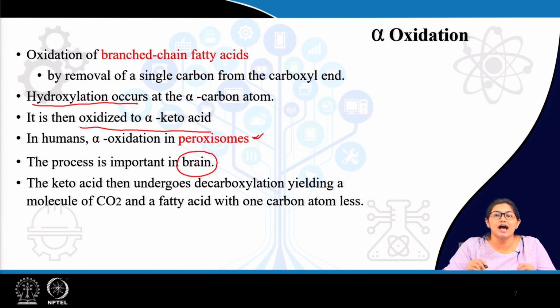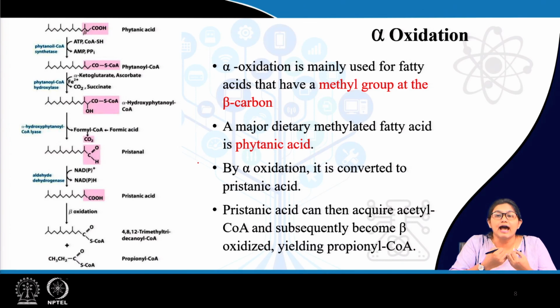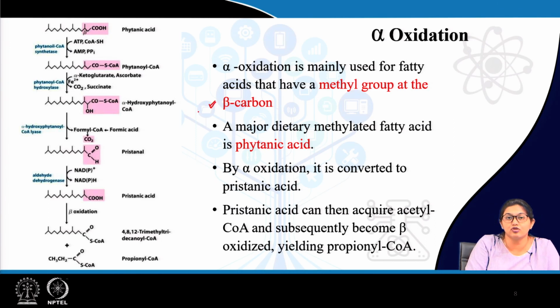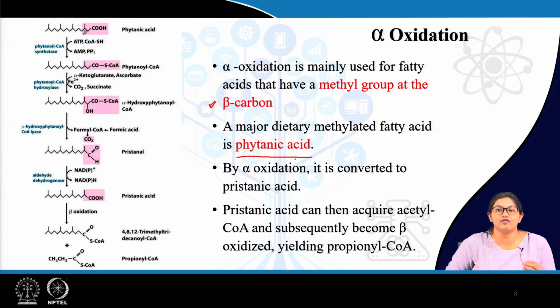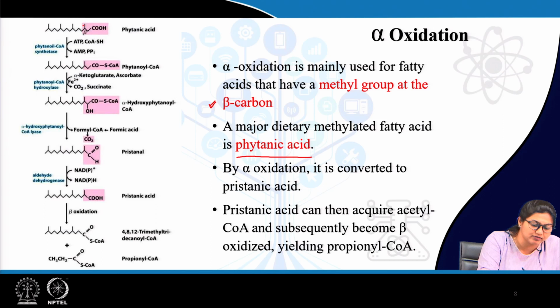Now, why is this alpha oxidation there? Why do branched chain fatty acids mostly undergo alpha oxidation? Because there are a few dietary branched chain fatty acids which have a methyl group on the beta carbon. So, those cannot undergo beta oxidation because the beta carbon cannot be oxidized. So, what we need is to hydroxylate and remove from the alpha carbon. One such important dietary methylated fatty acid is phytanic acid. Here we will discuss alpha oxidation with the example of phytanic acid. Here you can see that on the beta carbon there is a methyl group present.